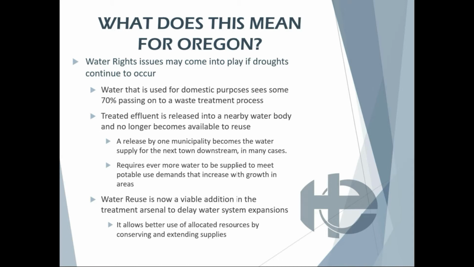Most often, for water that is used for domestic purposes, we'll see about 70% of it ending up in a waste treatment process. And for the most part, in the past, that 70% of what was used for domestic purposes was no longer available. It was disposed of in such a fashion that it left the water cycle, so to speak. When we're treating effluent and releasing it into a nearby water body, it's typically no longer available for reuse. What does get released into that water body, of course, when you have a number of different municipalities along a stream or a river, what becomes one town's wastewater is going to be the next town downstream's drinking water.